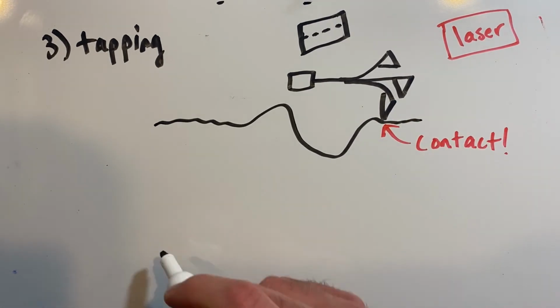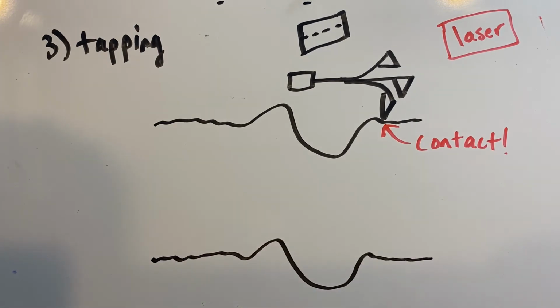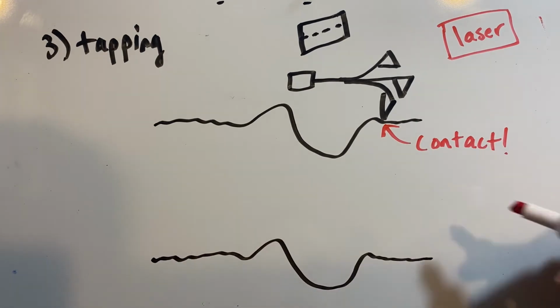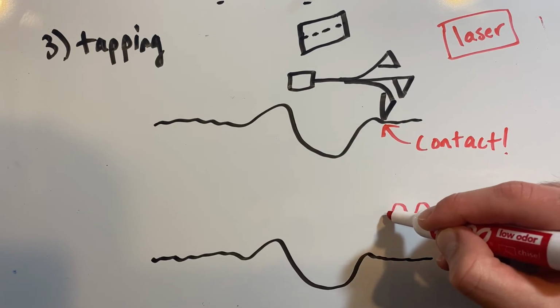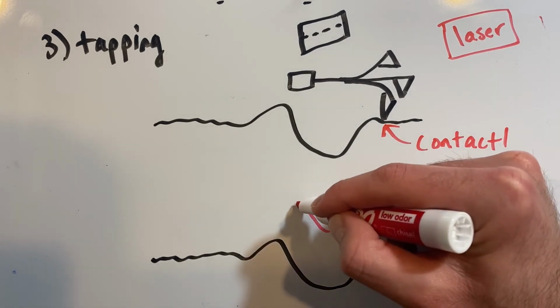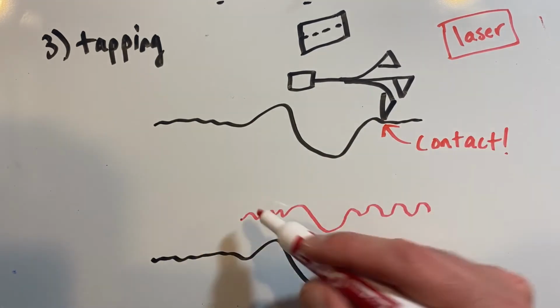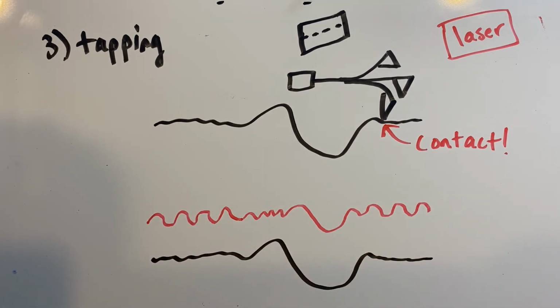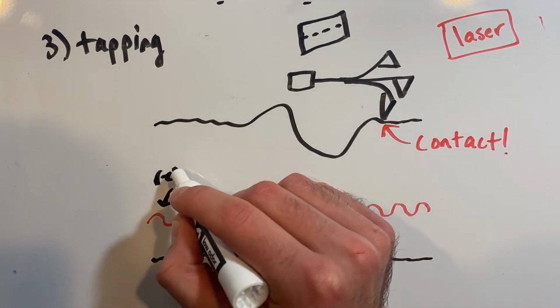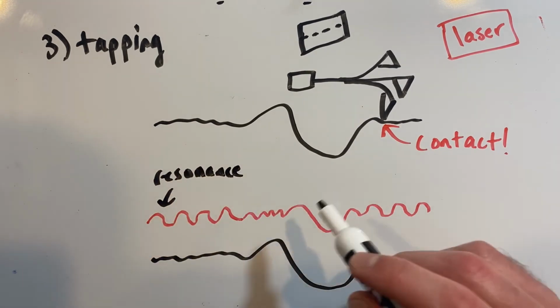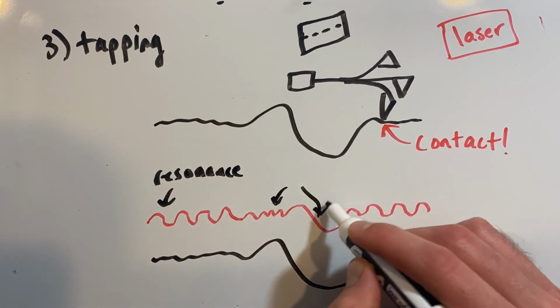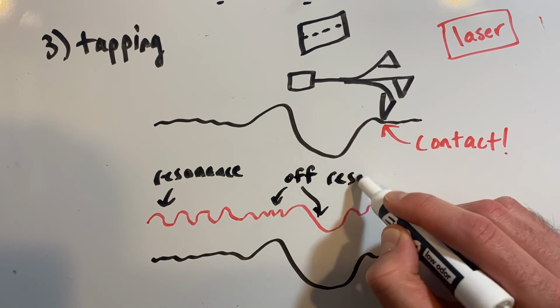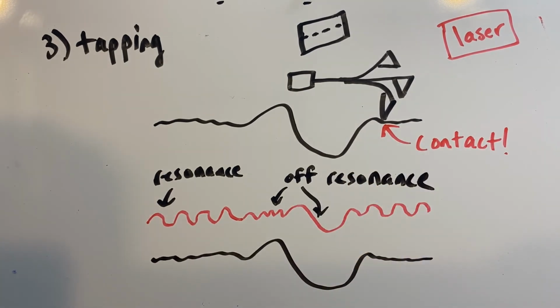Just like in non-contact mode, the topography of the surface is mapped by looking at the frequency and amplitude of the oscillations of the tip. When the tip is over a Z location that is at its equilibrium position, it oscillates at its resonance frequency, and when it encounters a peak or valley, it oscillates off resonance.